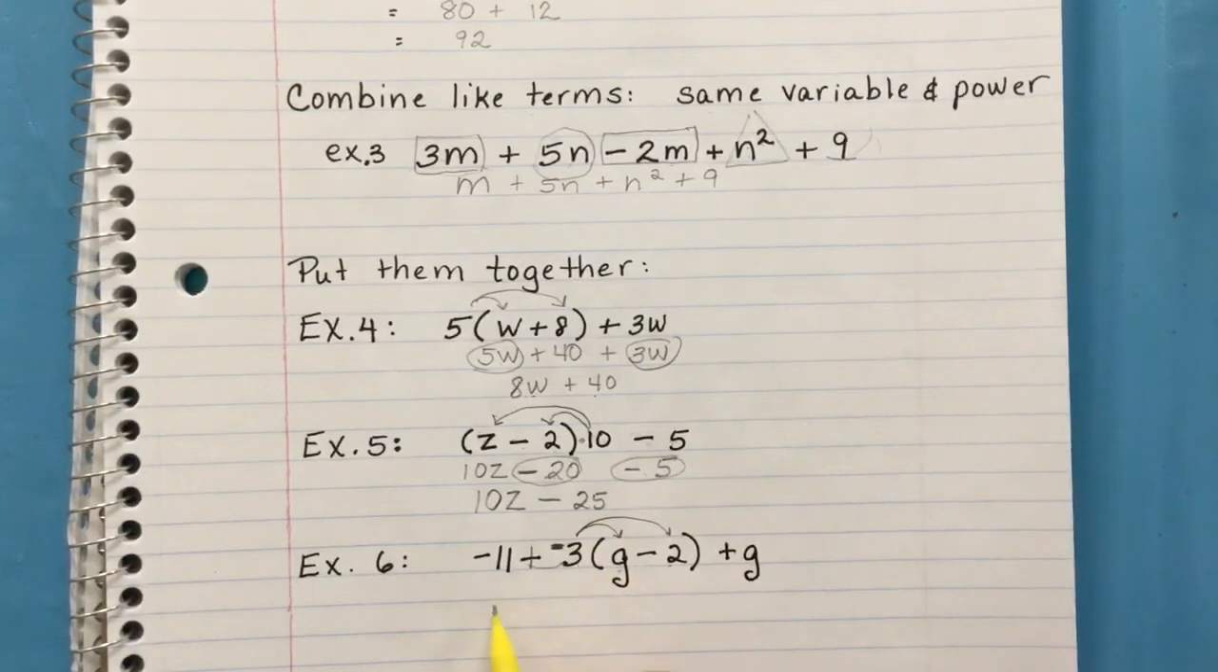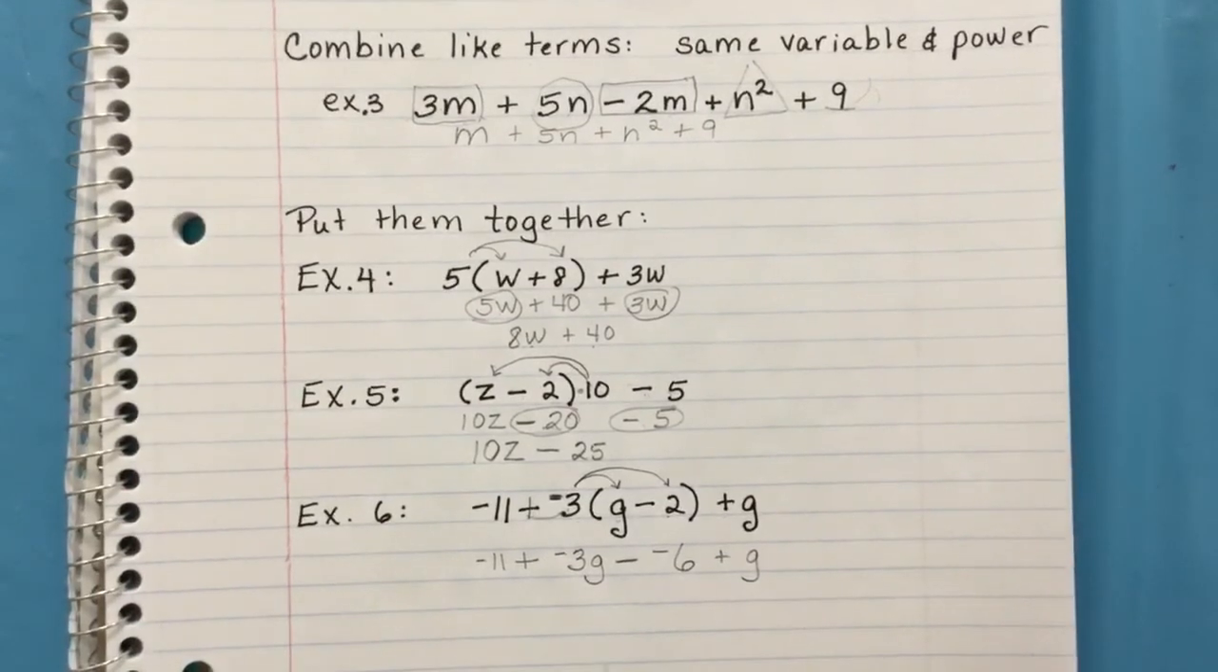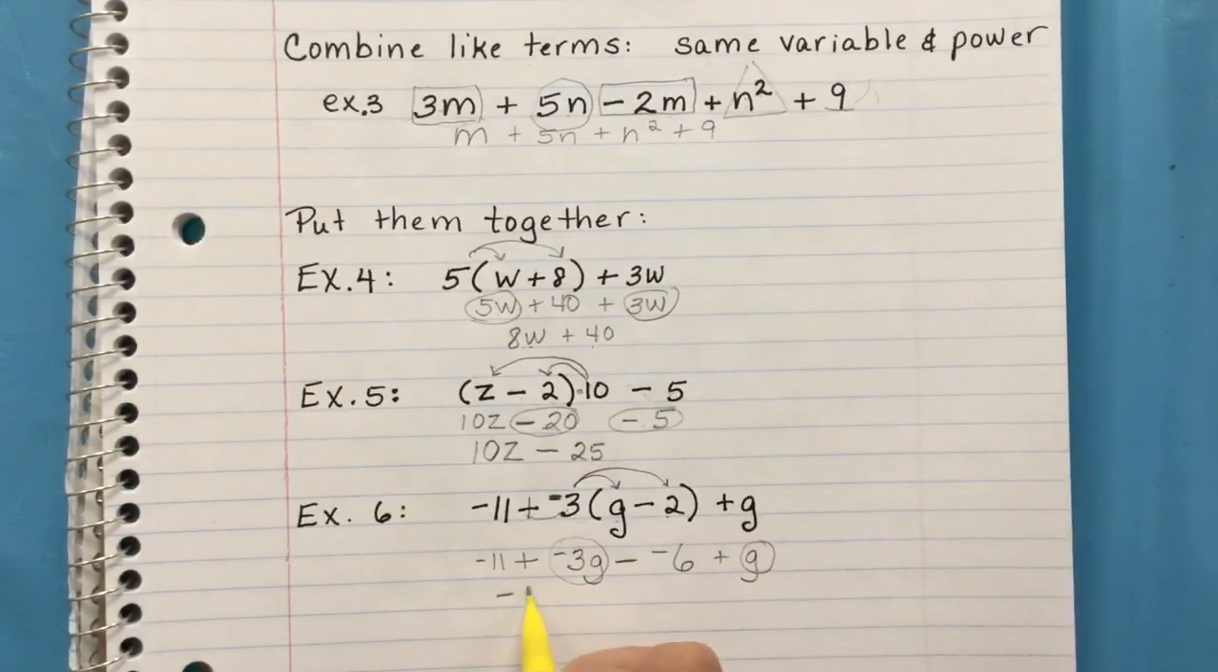So I'm going to go, well, let's bring down our negative 11, bring down our plus sign, and now we're going to go negative 3 times g, and then we're going to put a minus sign, and we're going to go negative 3 times 2, which is negative 6, and then bring down our g. All right, so now all we have is adding and subtracting, so we're going to go left to right. We're going to go with the negative 3g has to be combined with positive g, because those are like terms, so that's going to be negative 2g.